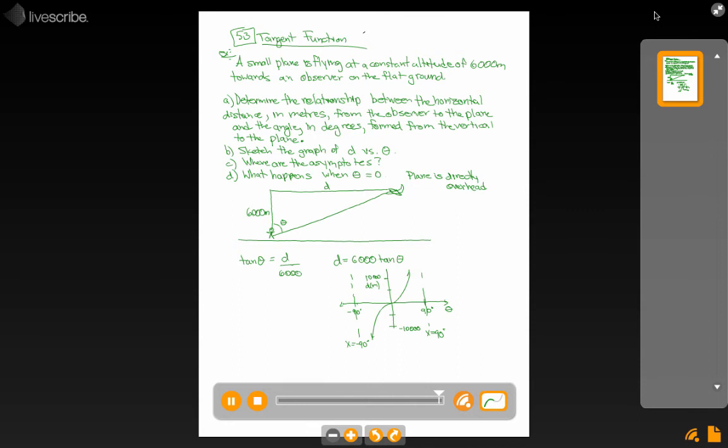And so I hope that example makes sense, and you'll have some word problems similar to that towards the end of 5.3.